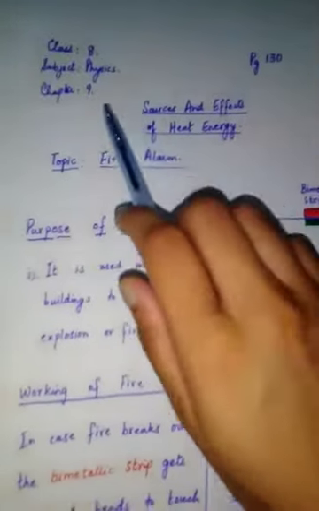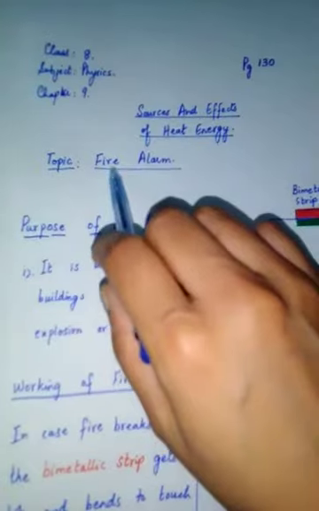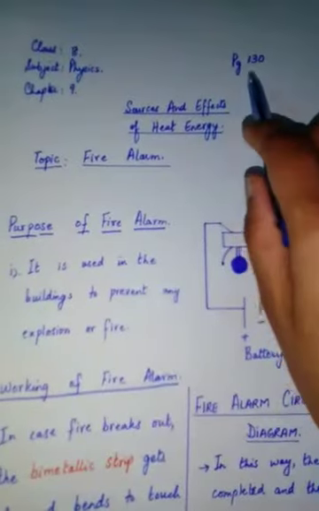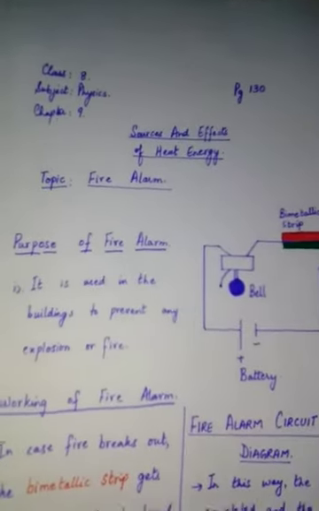In this video, I will discuss chapter number 9, sources and effects of heat energy, and the topic here will be fire alarm. It is given here on page 130 in your book. So, firstly, let's see the topic from the book.